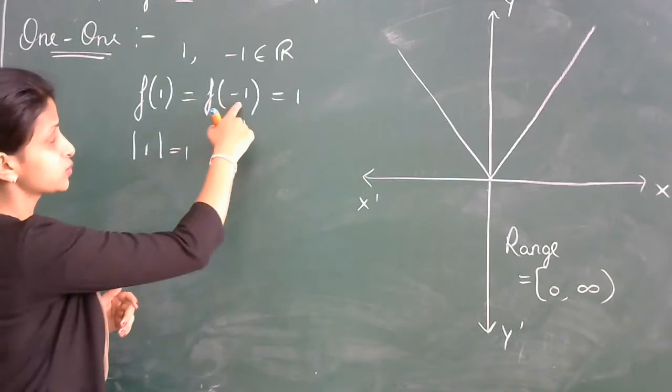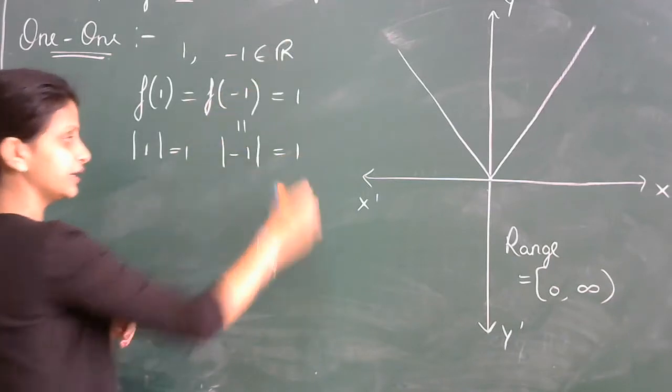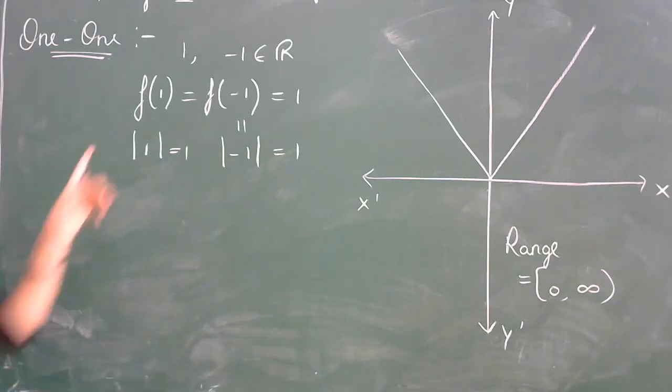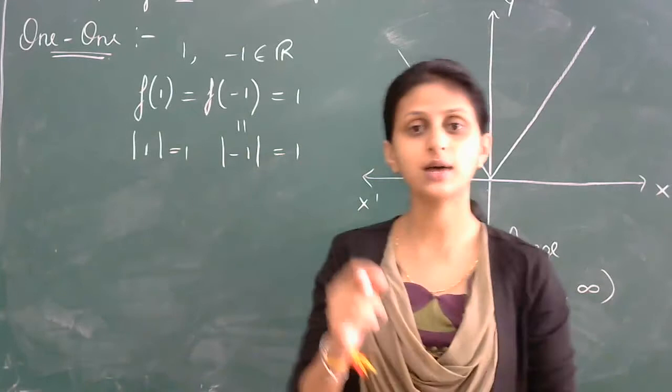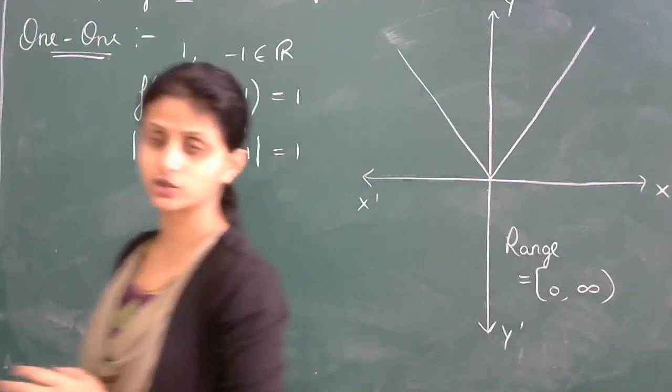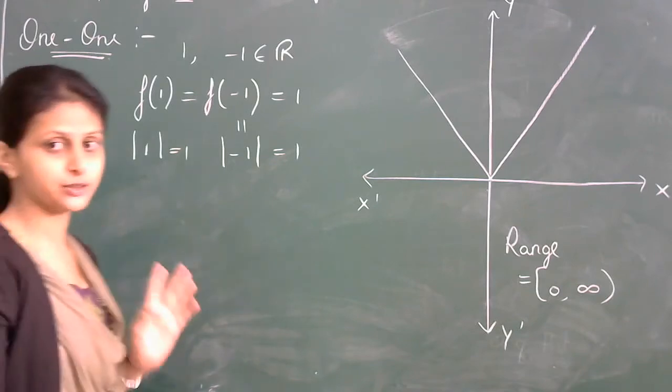What is f of minus 1, students? It is nothing but mod of minus 1. And what is mod of minus 1? It is again 1. So you have two real numbers. You have many real numbers like that. I am just taking one example to show it is not a one-one function. To show it is not a one-one function, you just need one example.